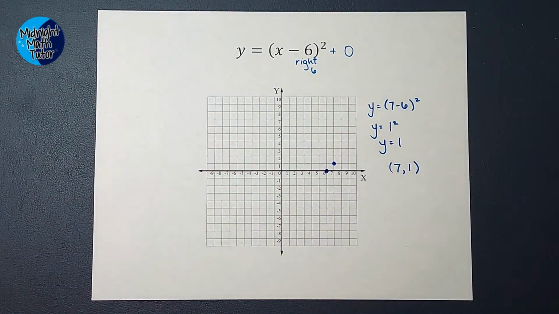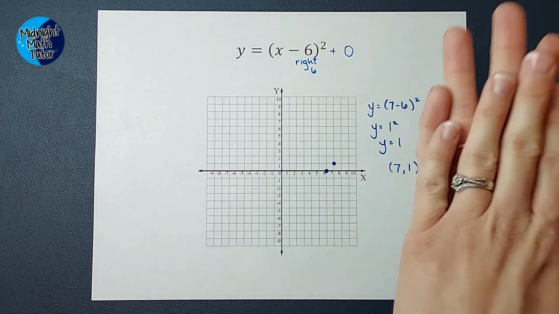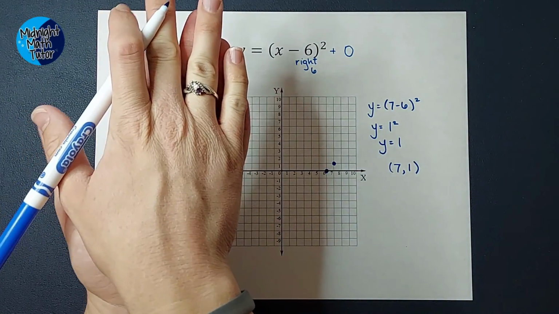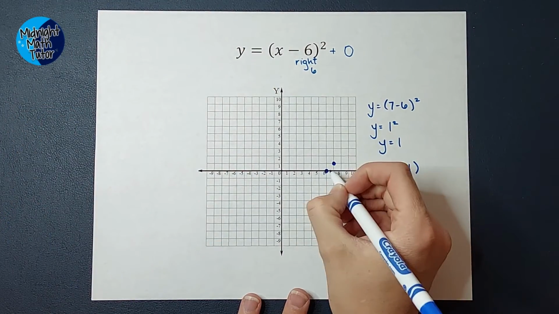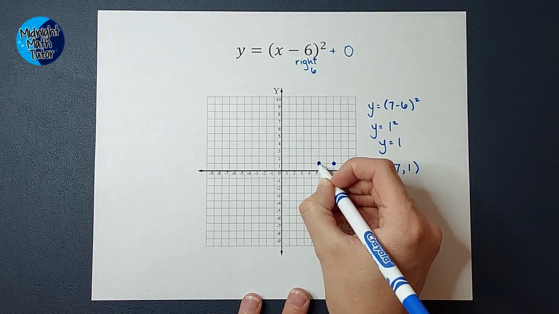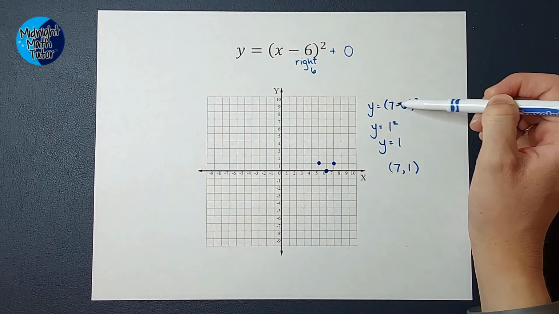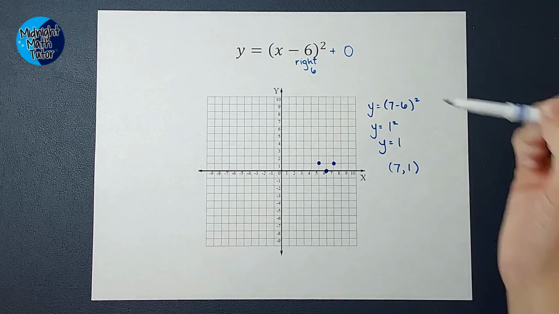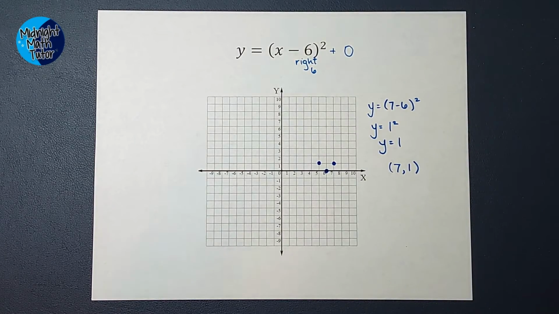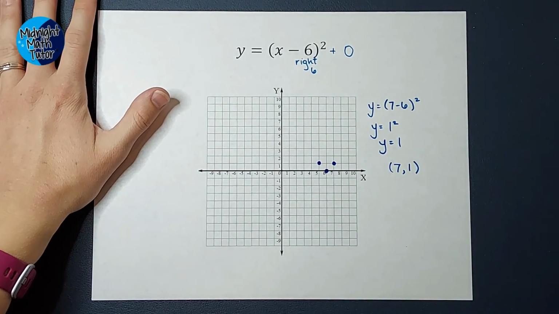Now I could plug in 5 to get a point on the other side, but parabolas are symmetrical, meaning one side is the same as the other side. So since 7 is 1, I know 5 is going to be 1. Again, you could plug that in. You'd get 5 minus 6, which would give you -1. -1 squared would give you 1, so it would give you the same thing.